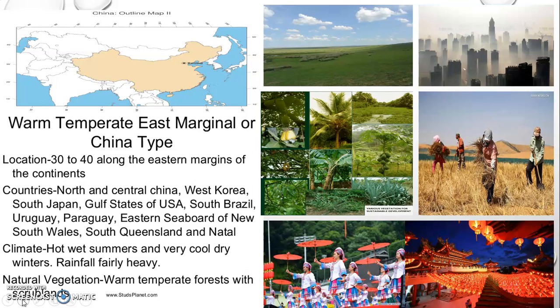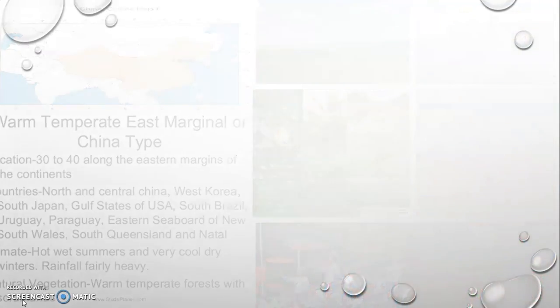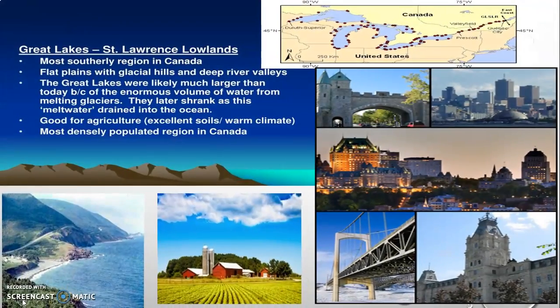The climate in this type of region is hot with wet summers and very cool and dry winters, and the rainfall is fairly heavy. That means a good amount of rainfall is there. You can see warm temperate forest with scrublands. In the pictures I have given the vegetation and agriculture. You can see the climatic conditions and the colorful life of this east marginal or China type of region.